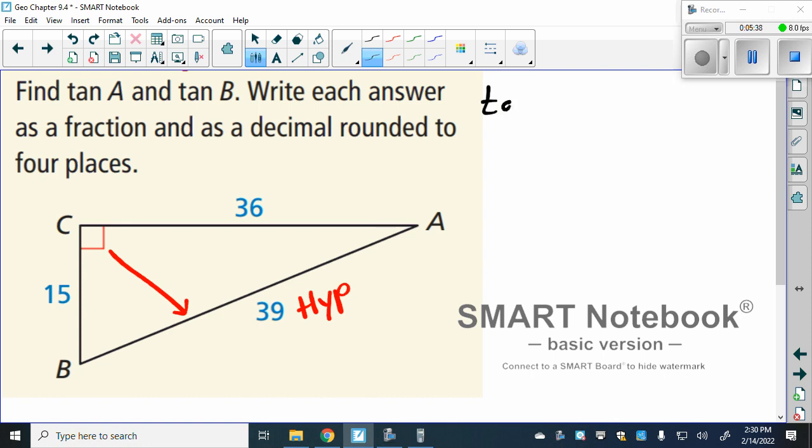So if we're finding tangent of A, we know that 39 is not going to be the adjacent or the opposite side because it's set up as the hypotenuse. The opposite side, the side farthest away from angle A, is the 15. That would be our opposite. And the side next to it that's not the hypotenuse would be our 36.